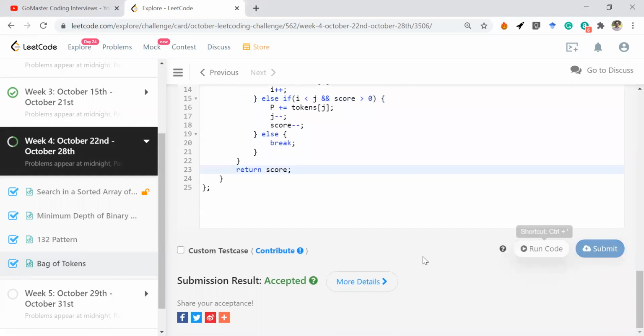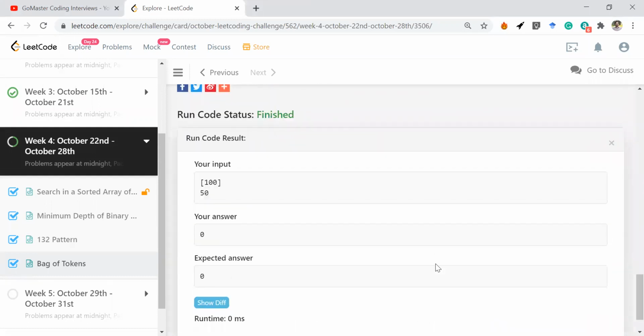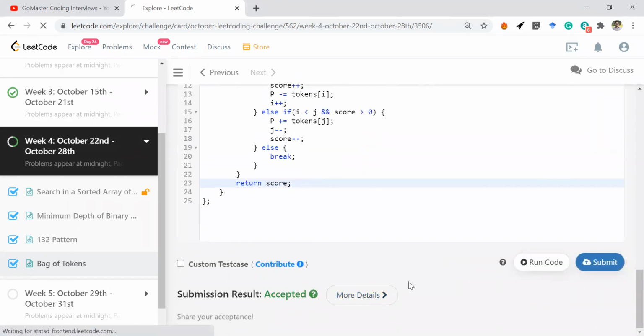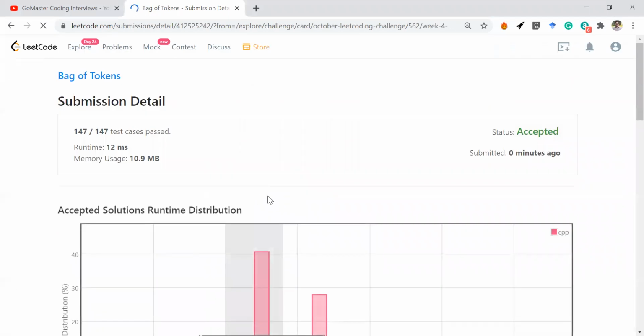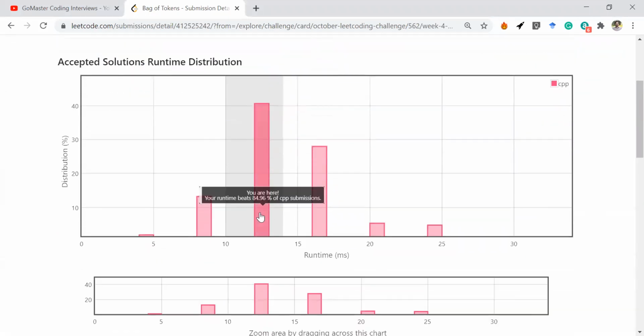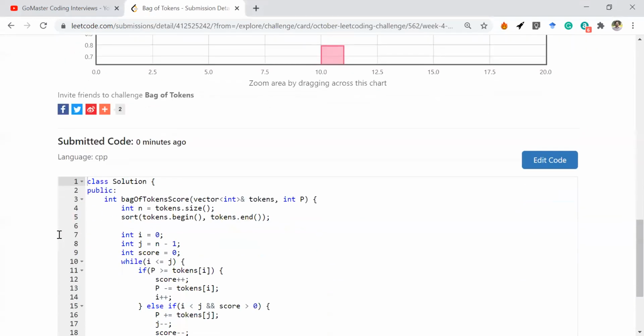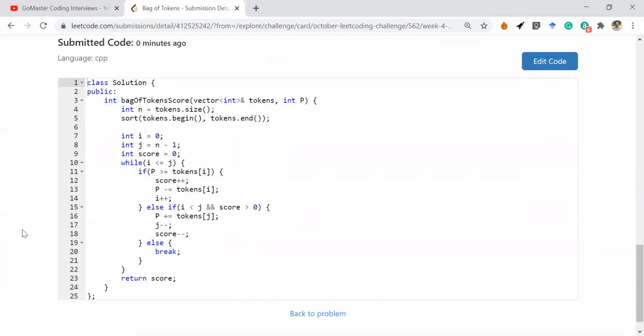So let's see whether it works. The sample test case is too trivial. It works, but let's submit and see whether it works for all. It worked for all. And if you see how fast it runs, 84-85 percentile is actually pretty good. That means our solution is at least optimal.